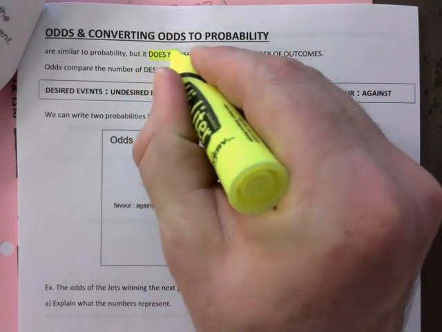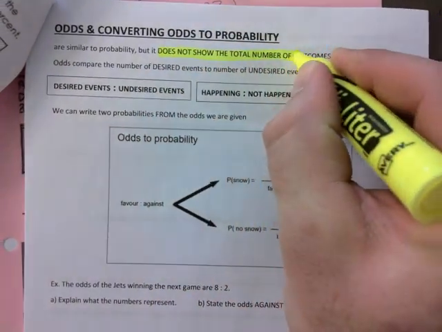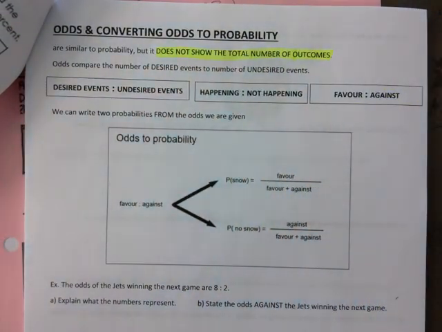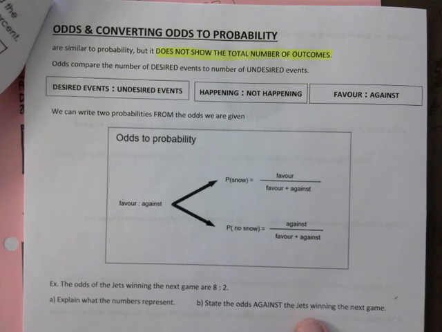It does not show the total number of outcomes. Remember that? It does not show the total number of outcomes. Can you repeat that in your head? Right? Does not show the total number of outcomes. And I think you will know why after I see you a couple times. You will make that mistake, and that's part of learning. Okay.